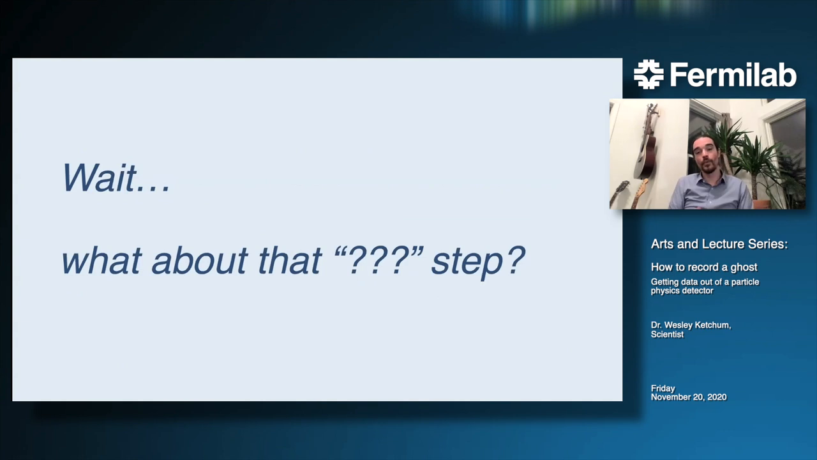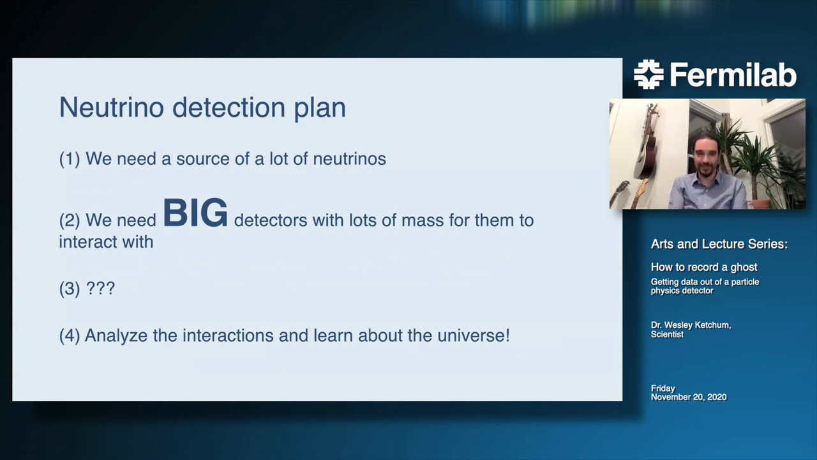Okay, so what about that third question step? I'm glad you asked. Remember our neutrino detection plan. We need a source of neutrinos, we need big detectors. We have to have a beam, and we have all this liquid argon. Then we need to somehow turn that into something that we can analyze. And once we have all those pretty pictures, we can analyze the interactions and study everything we want about neutrinos and learn about the universe.